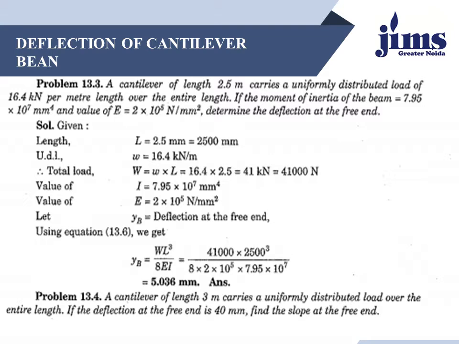The next problem is: a cantilever of 3 meter carries a UDL over the entire length. If the deflection at the free end is 40 millimeter, find the slope at the free end. This problem is the reverse of problem 13.3. In 13.3 we had to calculate the deflection of the beam, but in this problem we have the deflection at the free end, that is 40 millimeter, and with the help of this deflection we have to calculate the slope at the free end.